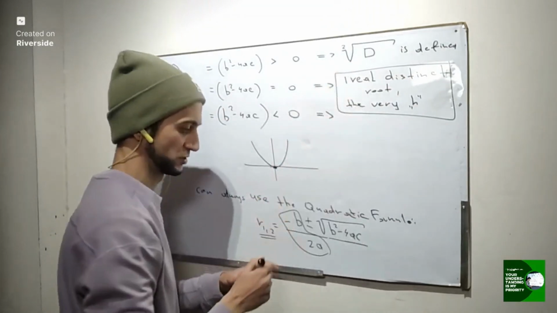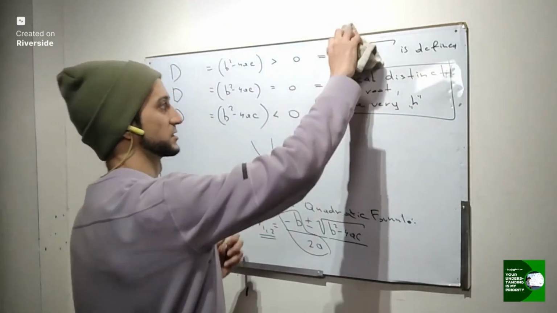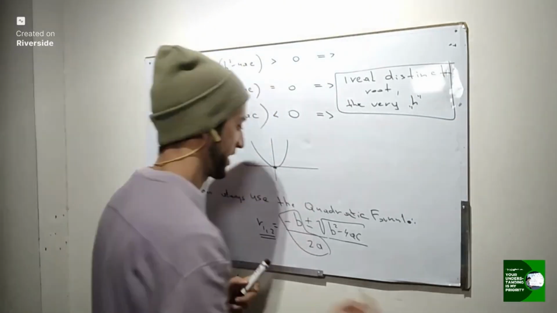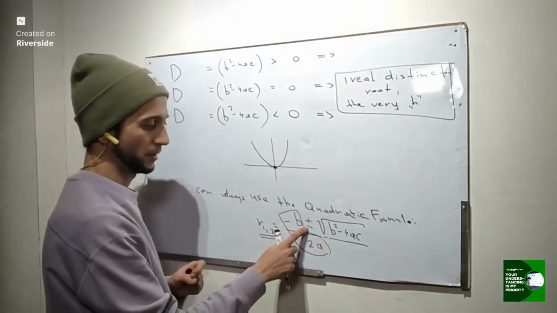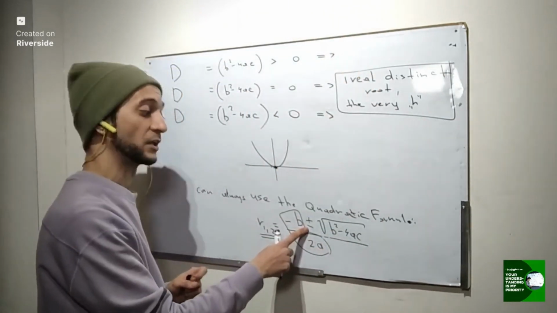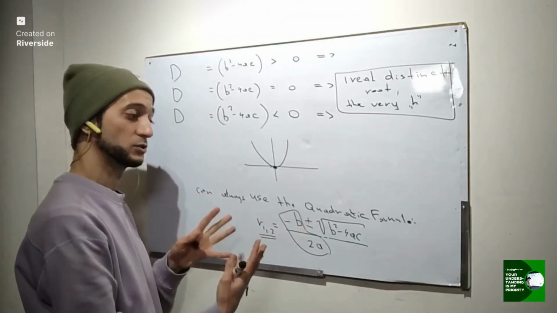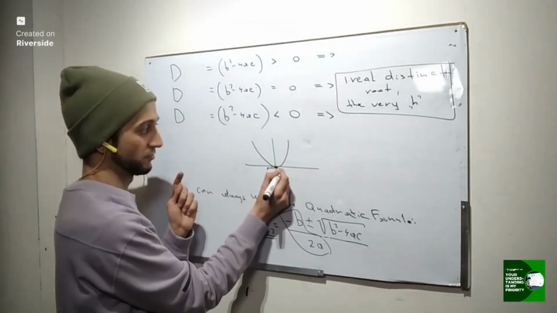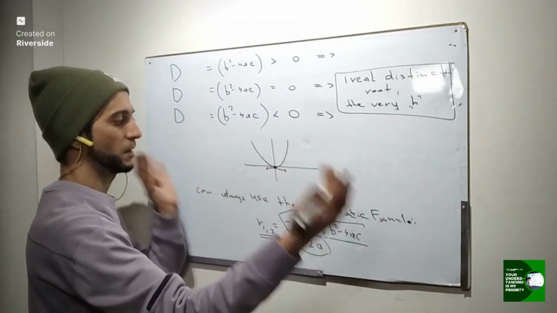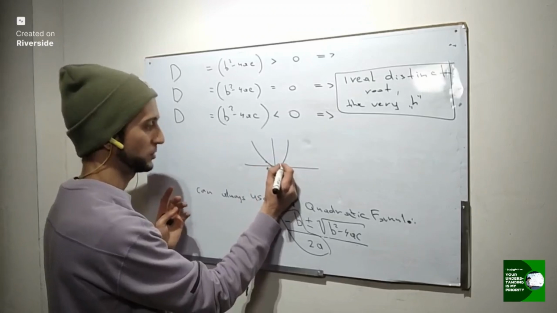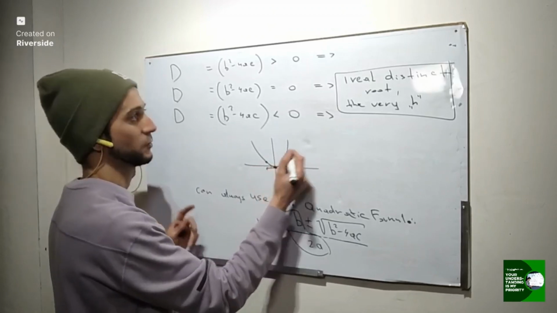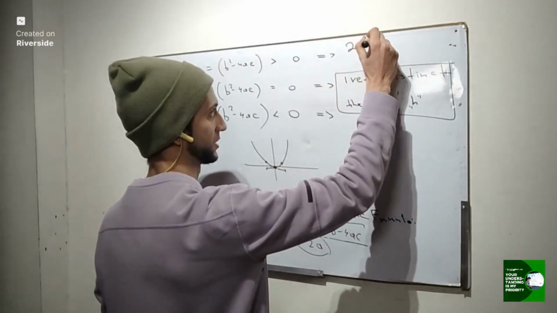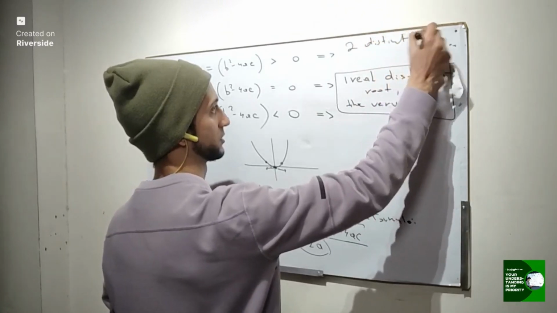Now, D greater than 0 means two distinct roots. If you have a positive number inside the radicand here, it means you will be able to add something and subtract something non-zero, something that has some magnitude. Which means you will go away from the vertex in two directions, an equal amount of distance, so you will find two different locations, which means you will have two distinct real roots.